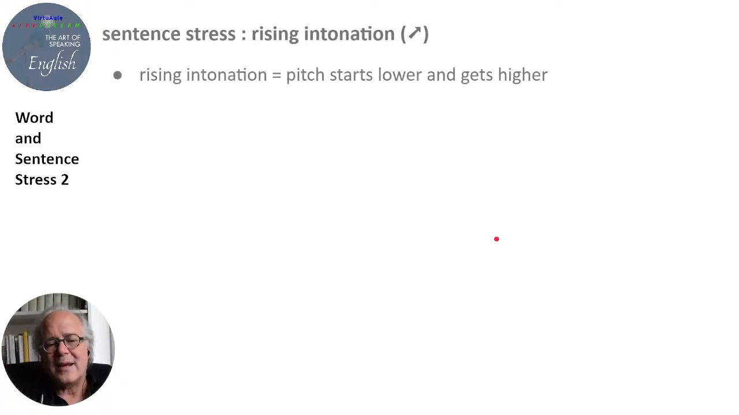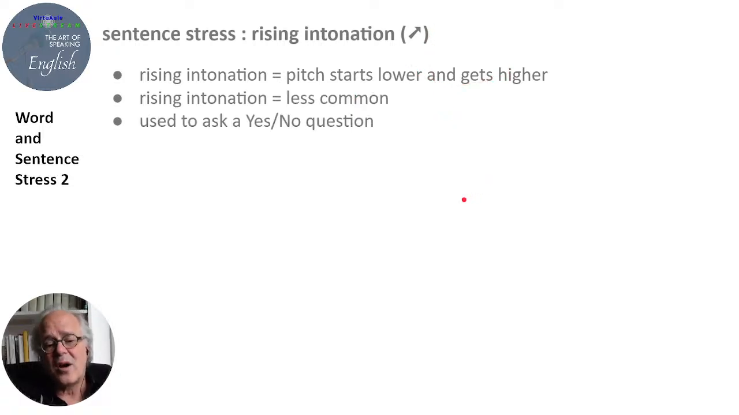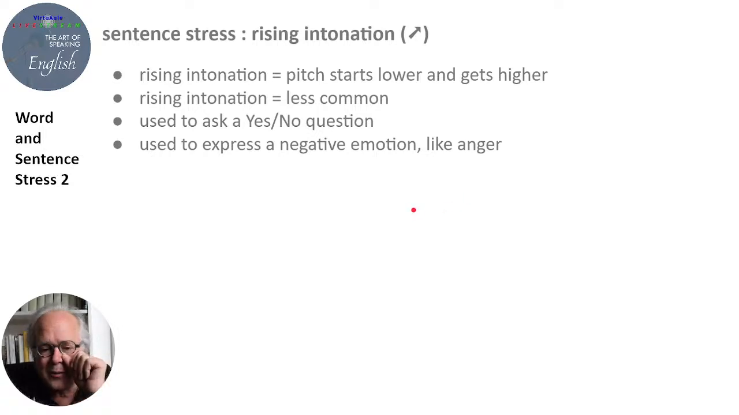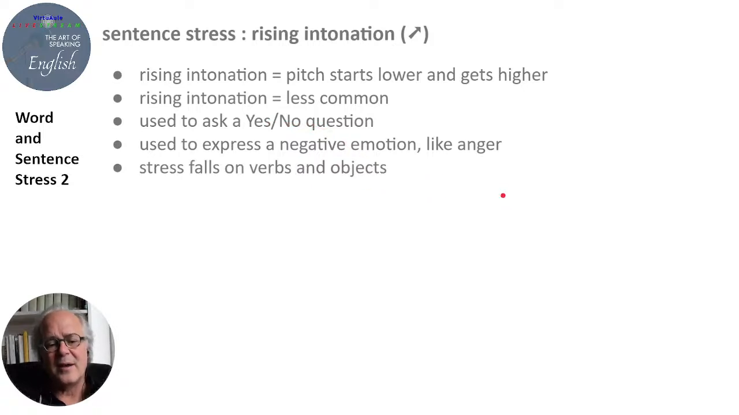Let's look at the rising intonation. Rising intonation, the pitch starts lower and gets higher, just like the arrow. The rising intonation is a little less common. It's used to ask a yes-no question, and it's used to express a negative emotion like anger. This is also an information question. The information question has a rising intonation too.